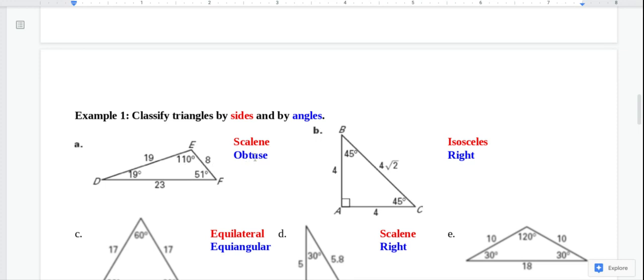It's an obtuse triangle. Then looking over here at B, look first at the sides, 4, 4, and 4 root 2. 2 of those sides are the same, 4 and 4. So it's an isosceles triangle. Then looking at the angles, 45 degrees, and 90 degrees. We have 1 angle that is 90 degrees, so it is a right triangle.